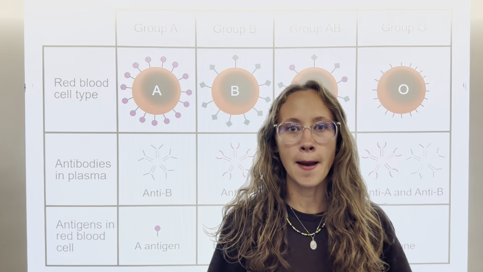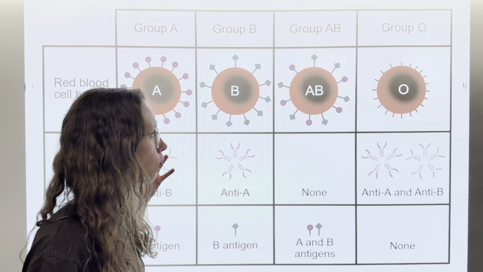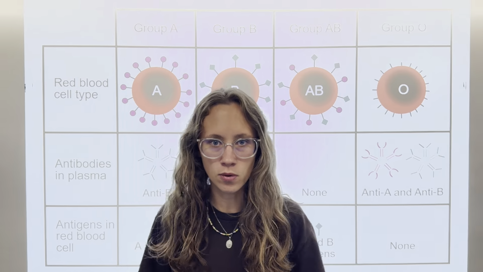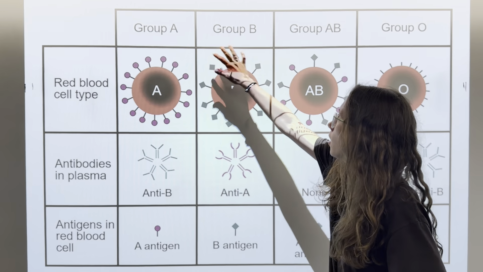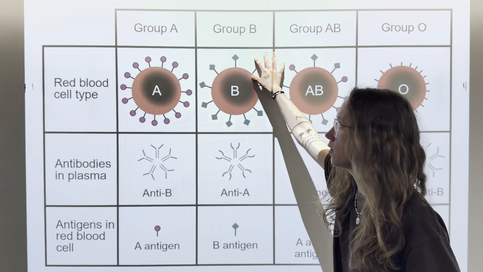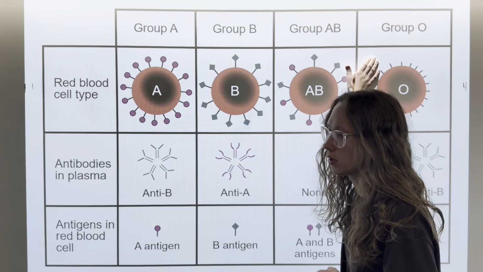Today we're going to be talking about blood types. This is an amazing chart to really understand what blood types interact with one another and which ones don't. So up here we can see the different types of blood. We have A, B, AB, and O blood type.